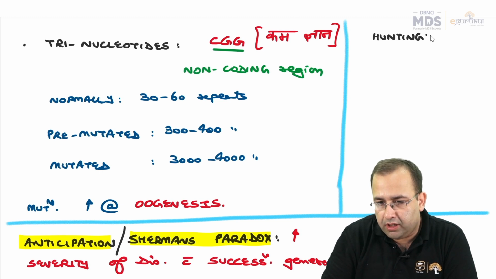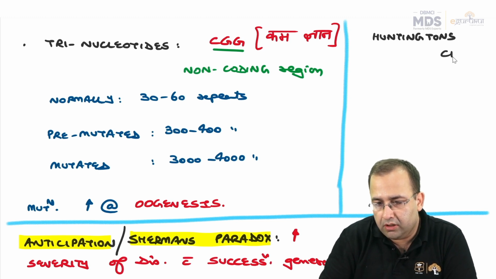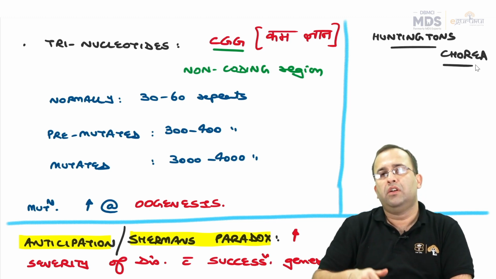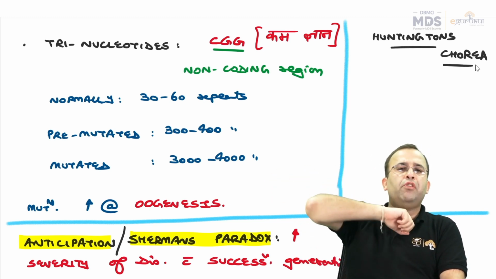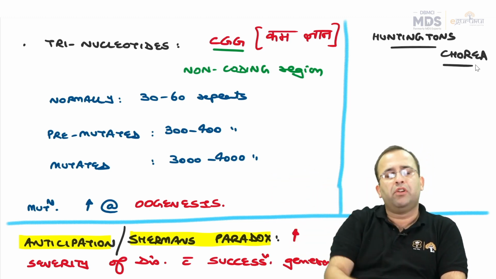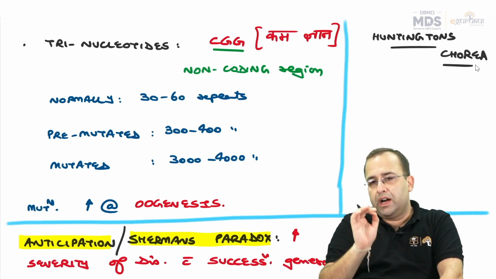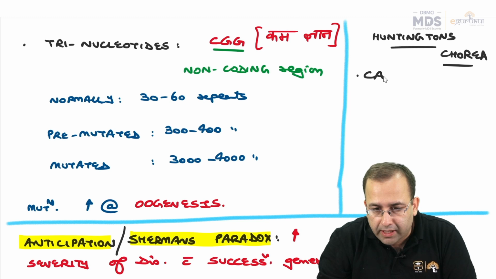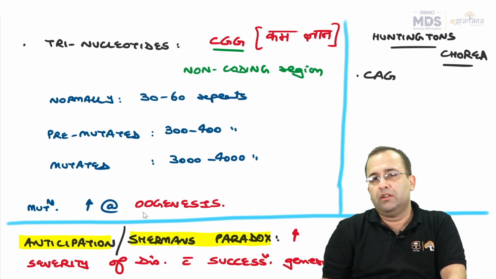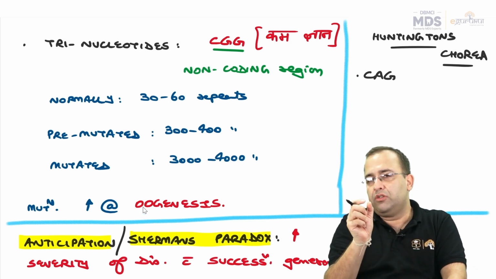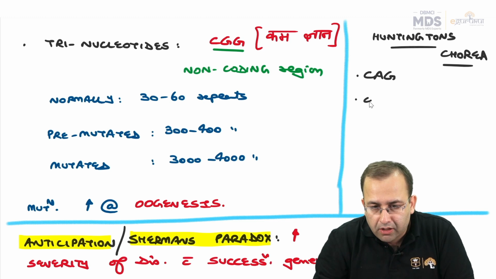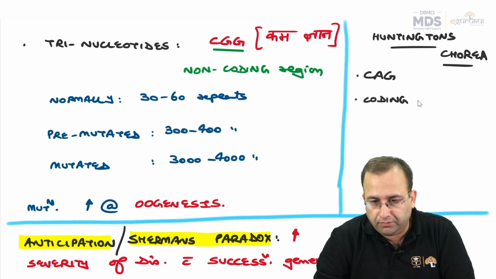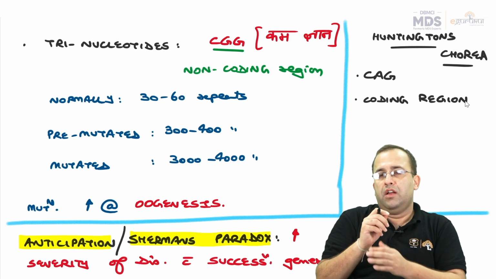is Huntington's chorea, which is easy to remember. First tell me, what is chorea? Purposeless involuntary movement. It is purposeless and involuntary. That is chorea. Huntington's chorea. Hunter keeps the animal in cage: CAG. These trinucleotides are getting repeated in coding region.